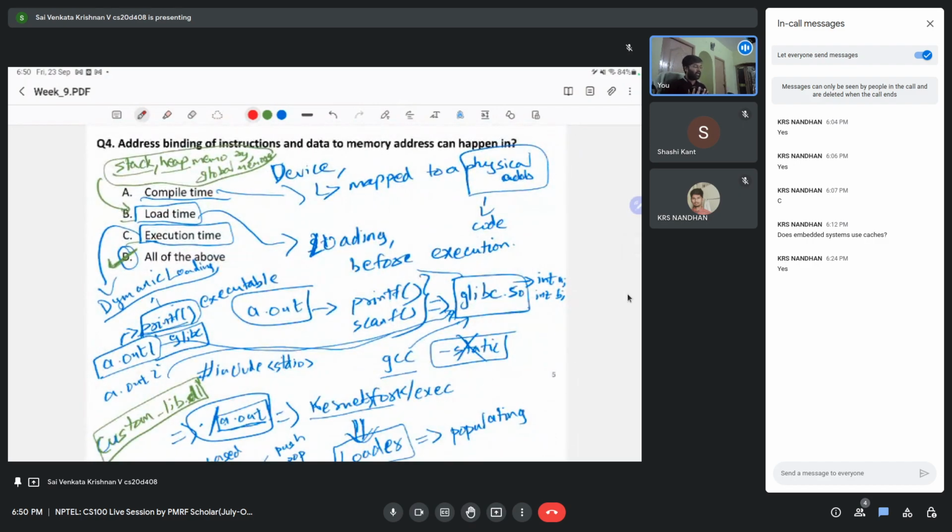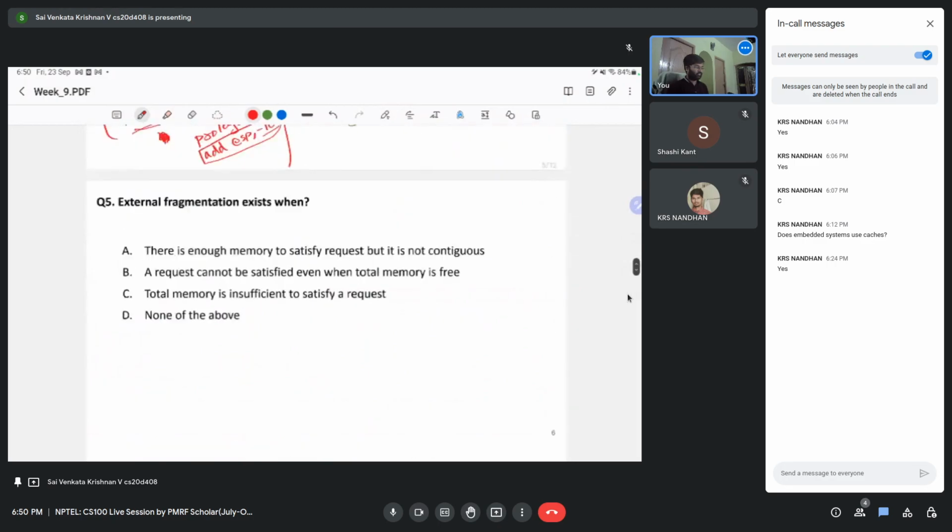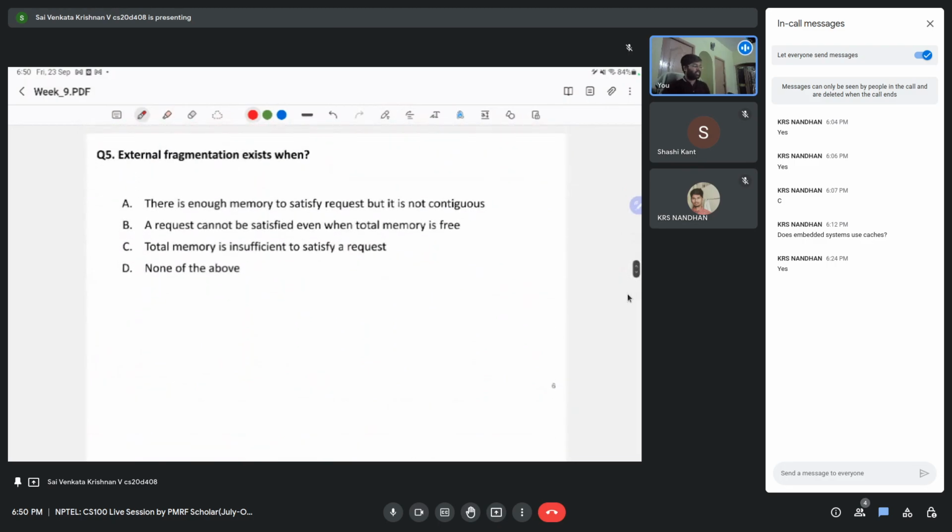For question 4, the correct answer is option D, all of the above. If there are no doubts, we'll move to question 5. External fragmentation exists in which scenario? A: when there is enough memory to satisfy the request, but it is not contiguous. B: when a request cannot be satisfied even when the total memory is free. C: when total memory is insufficient to satisfy a request. D: none of the above. Option A. Any other guesses? B, C, or D?